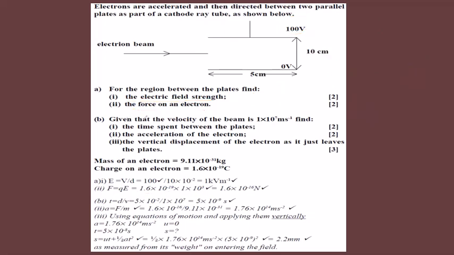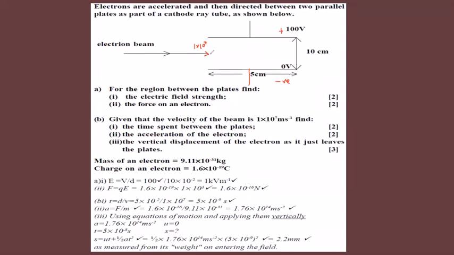Then, given that the velocity of a beam is 1 exponent 7. So at this point, this beam velocity was 1 exponent 7. Now what happened? The moment it will enter the electric field, the higher potential plate is called a positive plate and the lower potential plate is called a negative plate.